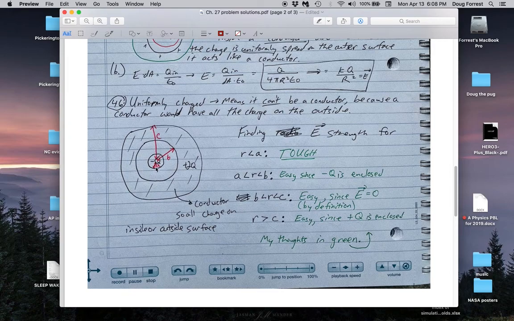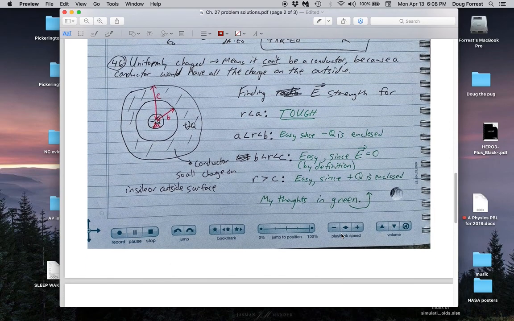In the region between radius a and radius b, negative q is the charge enclosed, so that's going to be easy to figure out, the electric field in here. In the region between radius b and radius c, you're within a conductor, so there's no net charge enclosed and no electric field. When you're greater than c, you're enclosing the plus 2q and the negative q, so you have a net charge enclosed of plus q. That's going to be easy to figure out as well. So these are my thoughts of how to figure this out.